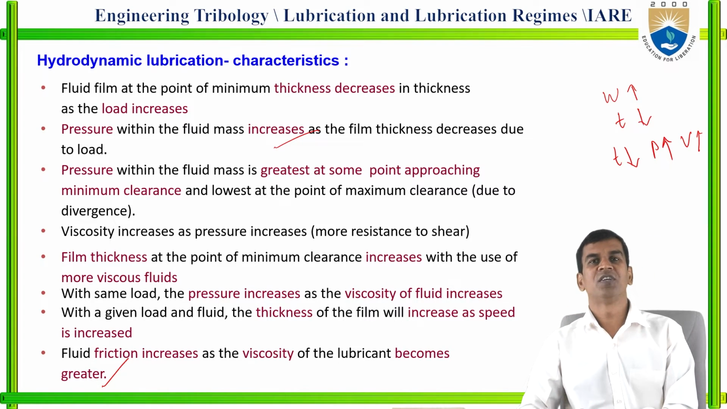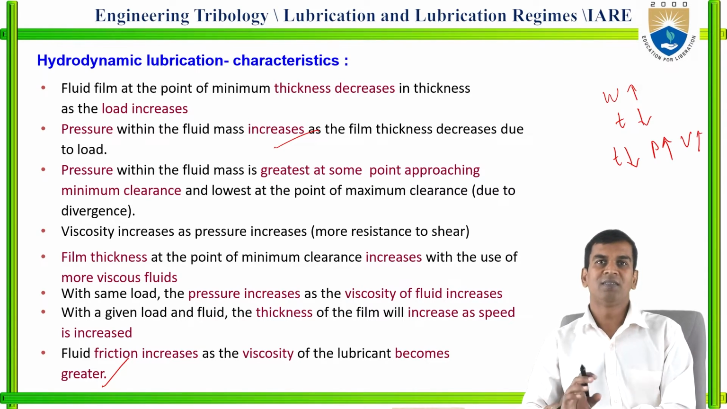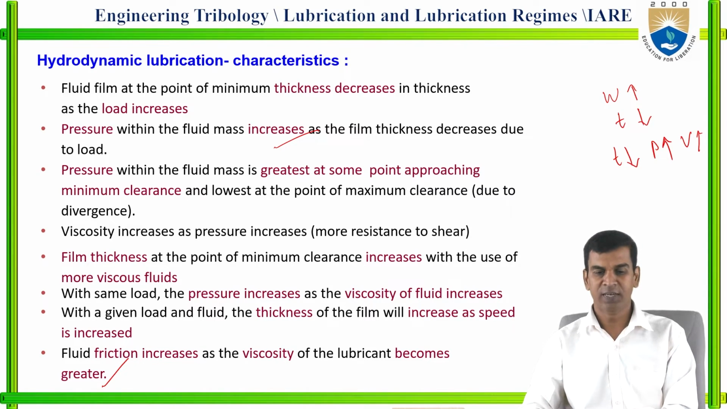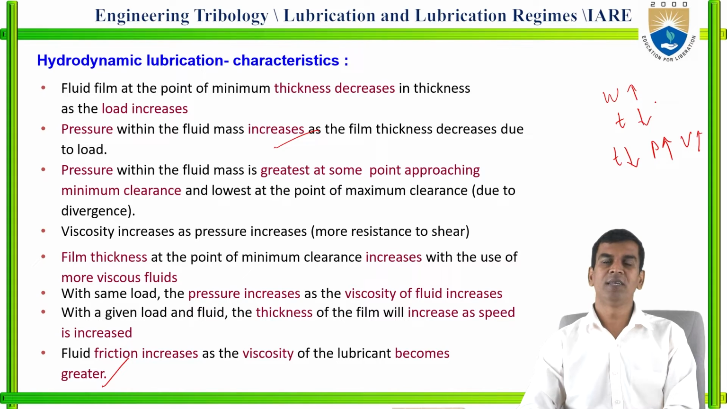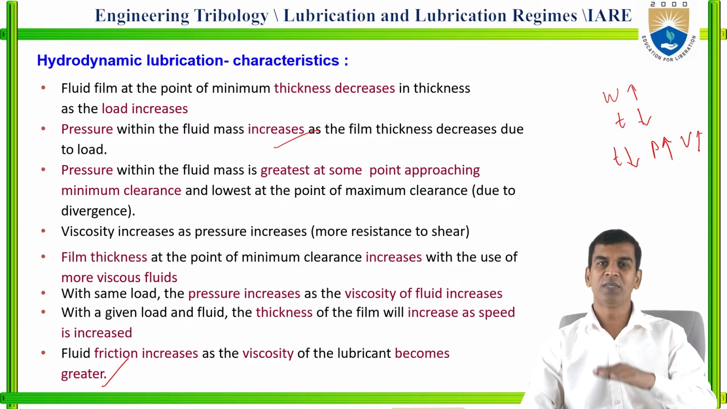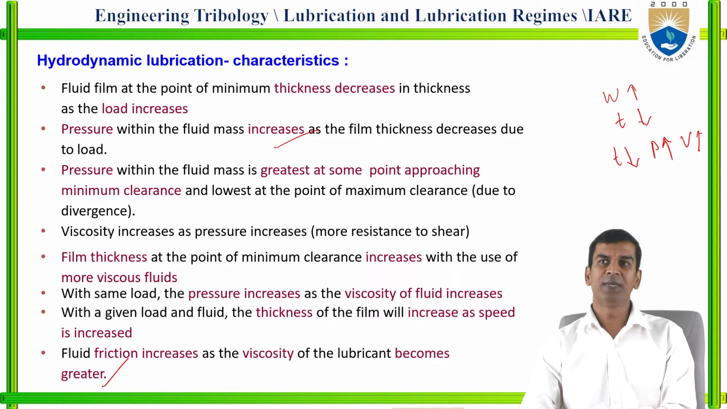Fluid friction increases as the viscosity of the lubricant increases. In simple terms, we will summarize the characteristics of hydrodynamic lubrication. You can see that when the load is increasing, the thickness of the film will decrease, because when the load acts on the object, the fluid becomes narrower in between the surfaces. Because of that, the thickness of the film decreases.